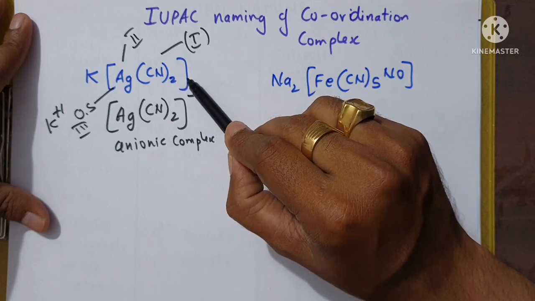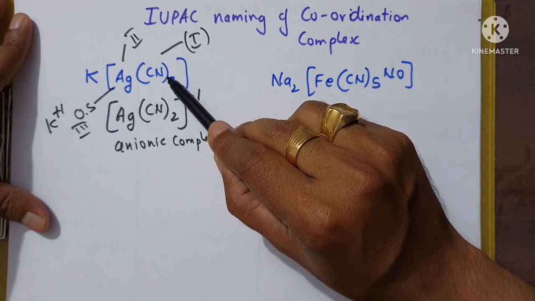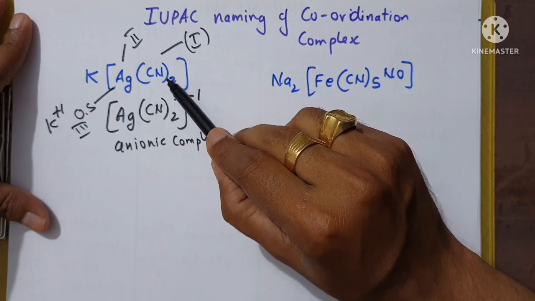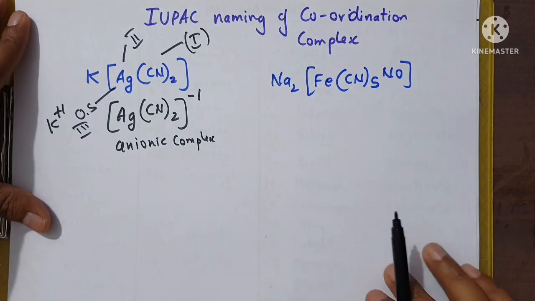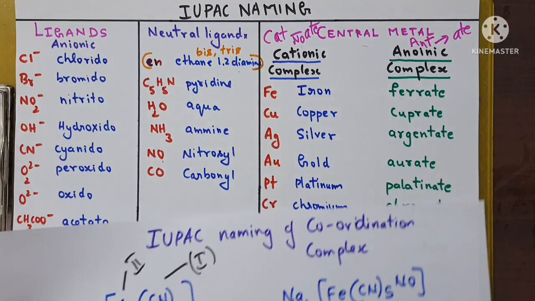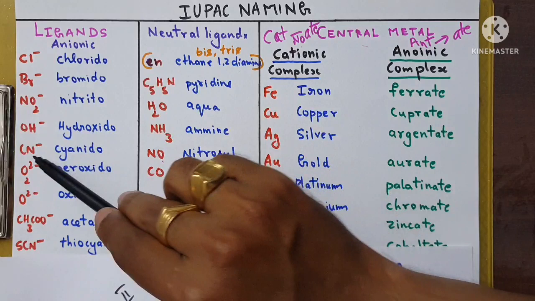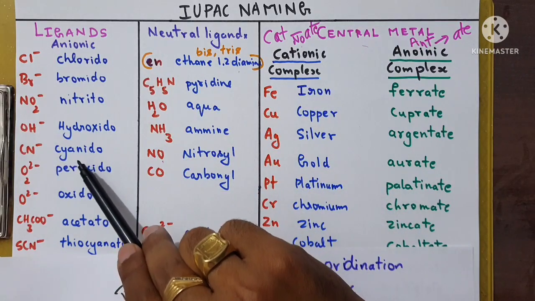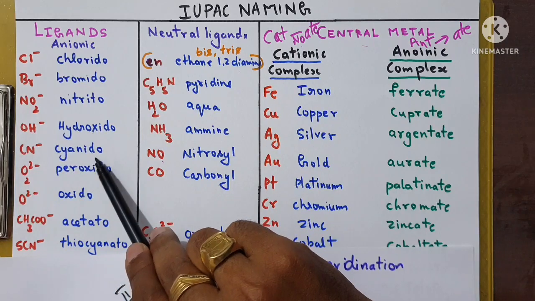Let us try this example. Rule number 1, first name the ligand. So how many ligands are here? 2. What is the name of this ligand? I'll just show you in the chart how to make use of the chart, children. You can just observe here in this chart. Here CN has got a -1 charge and it is named as cyanido.